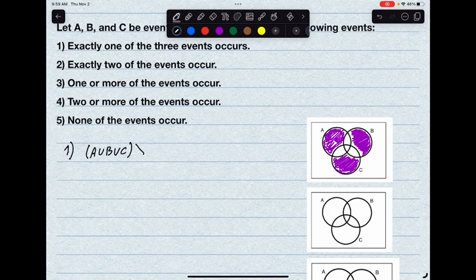We find the difference with the set A intersection B, and we also need to subtract A intersection C, where both A and C occur, and we also need to find the intersection of B and C, and eliminate these parts from A union B union C. So that's the expression for exactly one of them happens. Exactly one of them occurs.